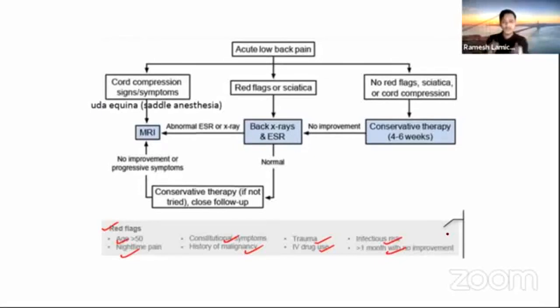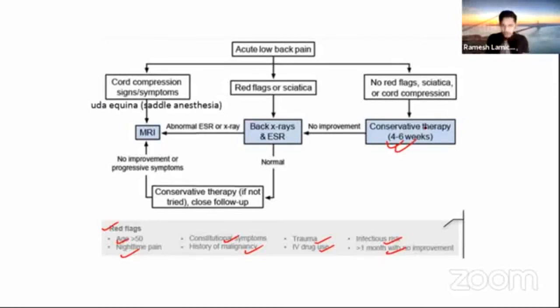So if there are no symptoms of any red flag signs or any sciatica or any cord compression, we can go for conservative therapy. So what does conservative therapy mean? We use occasional NSAIDs, and we tell him to take bed rest for a while and minimize workload. That type of thing is conservative therapy, for 4 to 6 weeks.